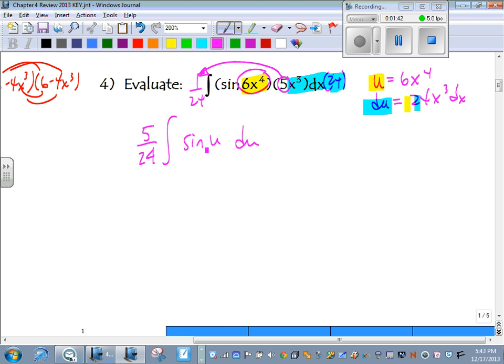We can take the antiderivative of sine. The antiderivative of sine is negative cosine, because the derivative of cosine is negative sine. So we get negative 5 over 24 cosine of u plus c, but we want our final answer to be in terms of x, so we're going to put 6x to the 4th back in for u. So negative 5 over 24 times cosine of 6x to the 4th plus c.